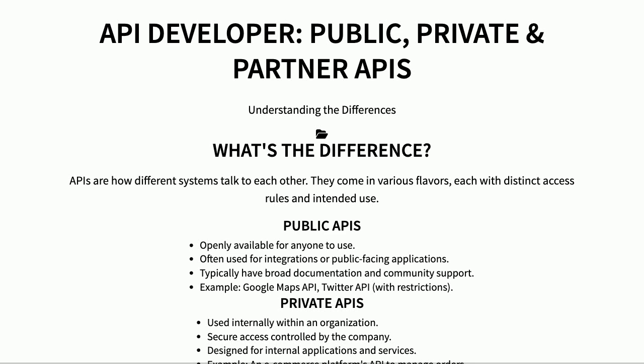Then there are private APIs, which are used within a company itself, like an e-commerce platform managing orders internally. And finally, partner APIs are shared with specific partners and vendors, offering a balance between openness and control. Think of a travel agency using an airline's booking API to offer flights.